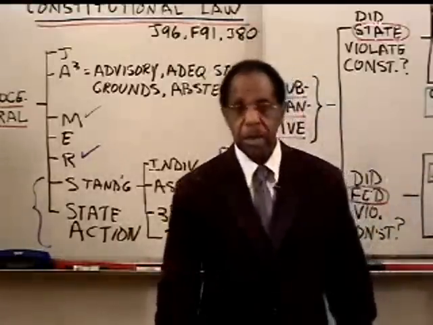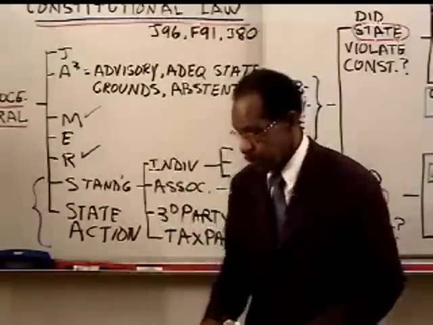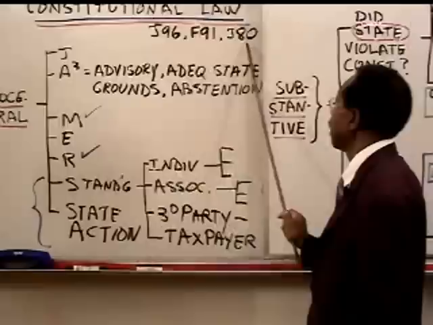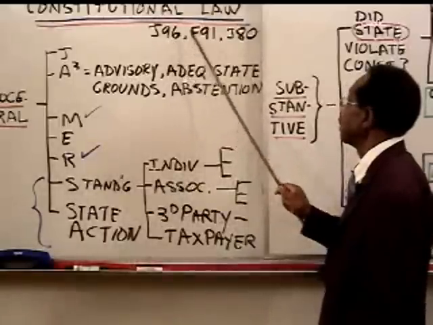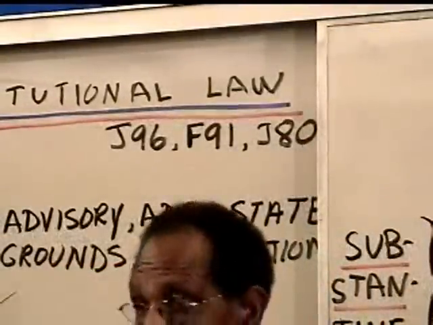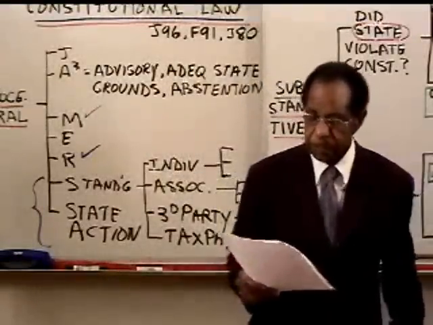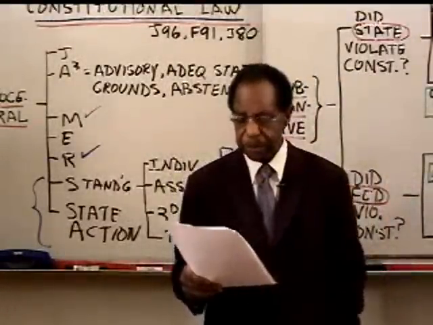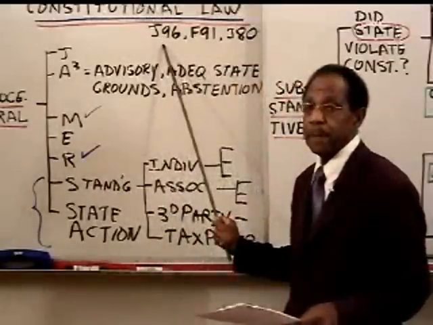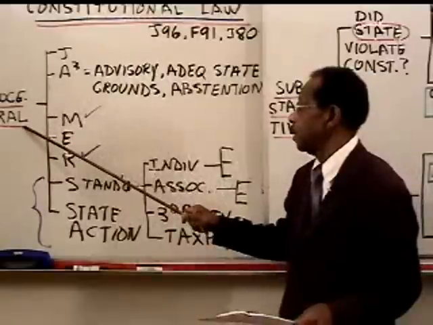Now, let me show you a couple of examples where these issues are tested. First of all, the problems which we are using for today are from these three bar exams: the July 96 bar, February 91, and the July 1980 bar. Those are posted and they're also in your 3-ring binder. If you look at the July 1996 problem, we're going to go through this problem in more detail when we look at substantive issues, but I want to show you some examples of procedural con law right now.